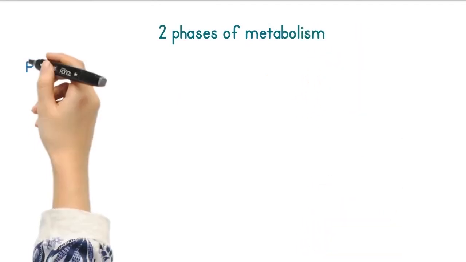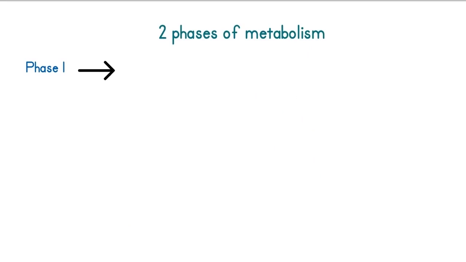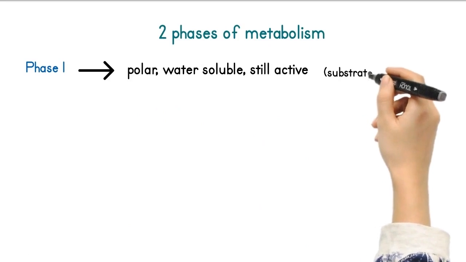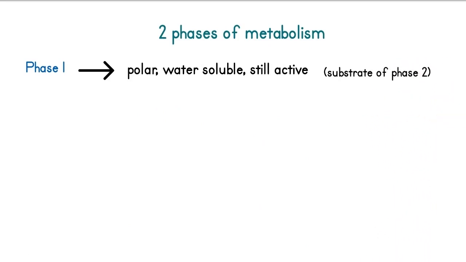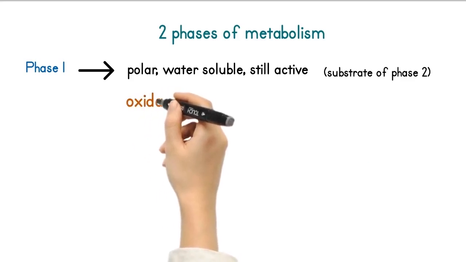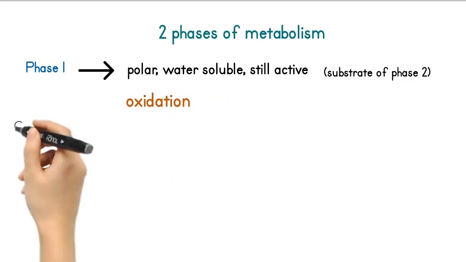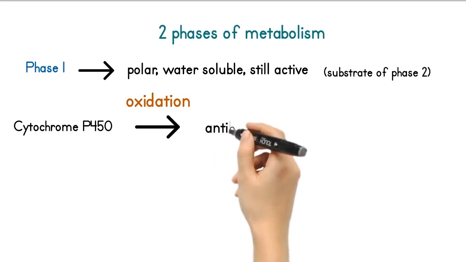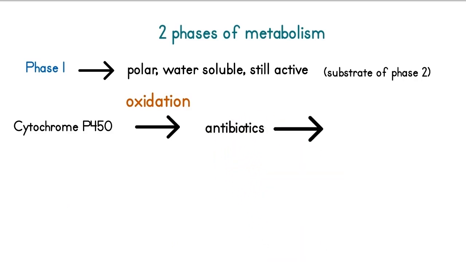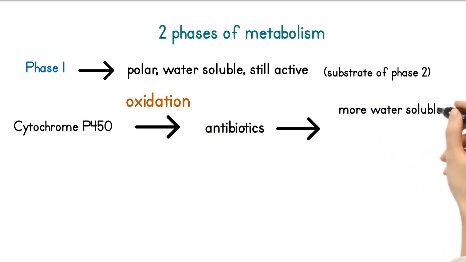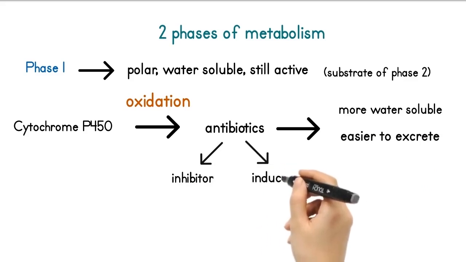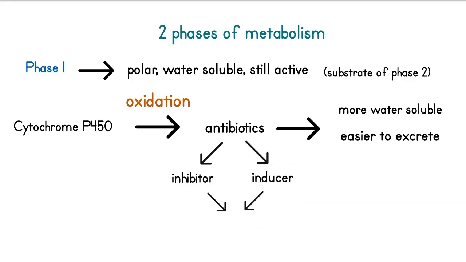There are two main phases involved in metabolism. Phase 1 metabolism yields a polar water-soluble metabolite that is often still active. Many products from this phase can become substrates for phase 2. The most common chemical reaction in phase 1 is oxidation, primarily catalyzed by cytochrome P450 enzymes. These enzymes oxidize antibiotics, forming more hydrophilic metabolites that are easier to excrete. Drugs that interact with cytochrome P450 can act as inhibitors or inducers, affecting the metabolism of concurrently administered medication.